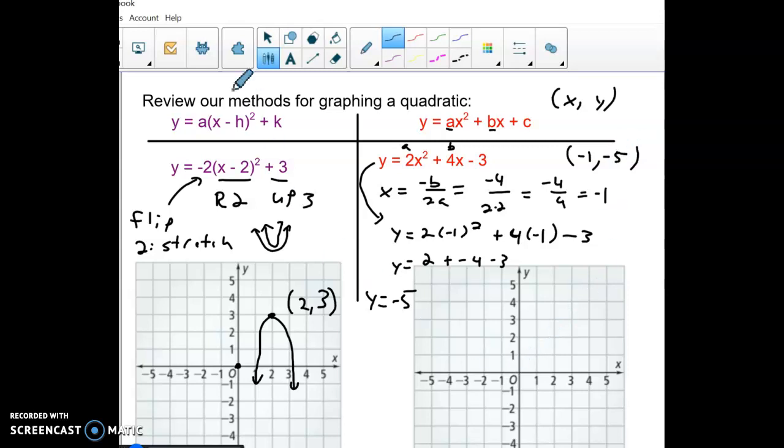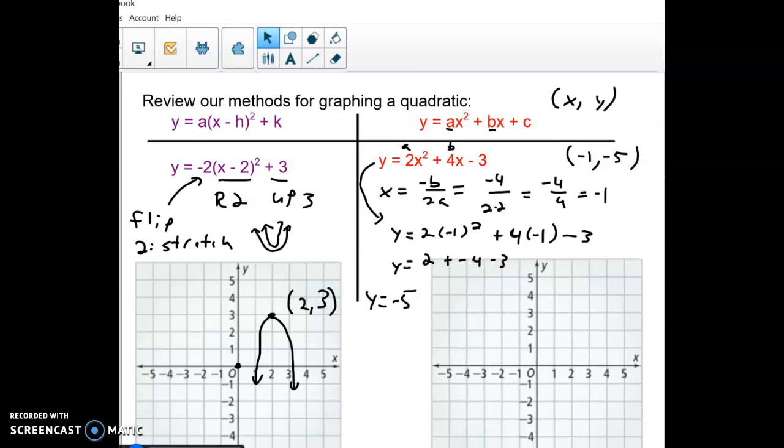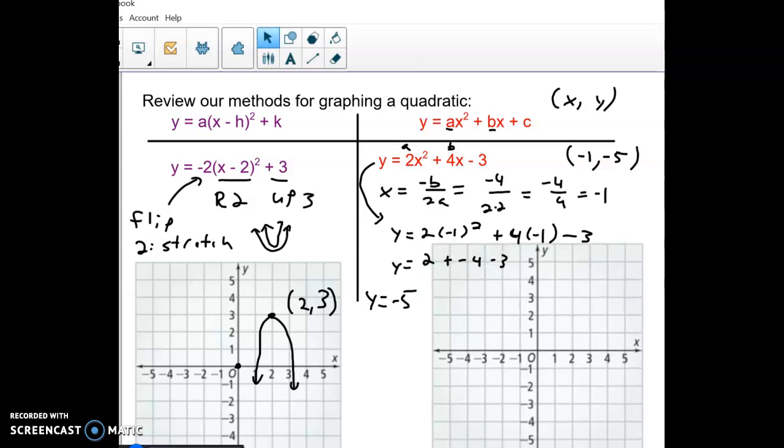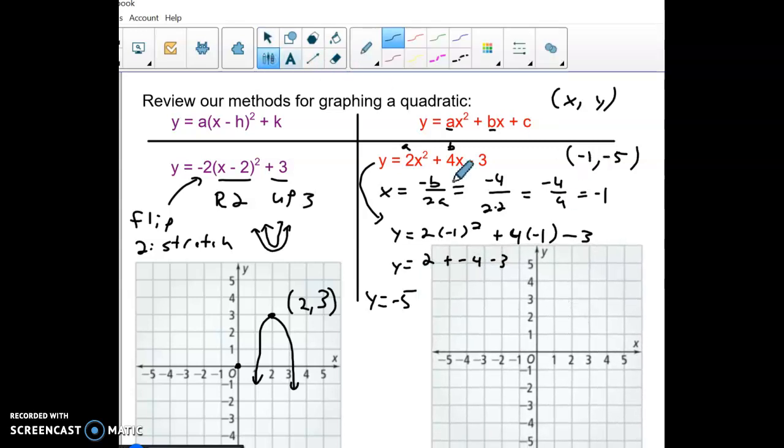Okay, so when I graph, sorry my graph doesn't quite fit on here now, but I'm going to graph the point negative 1, negative 5. So there's my vertex point. And then I always like to draw the axis of symmetry right away, going right through the middle of it. So I'm going to draw that in.